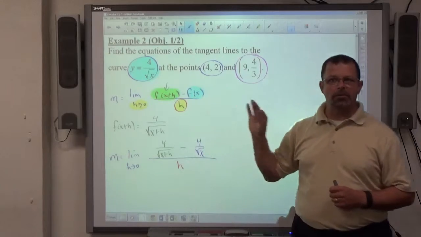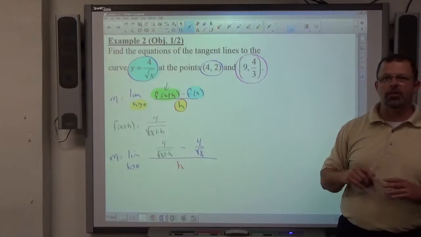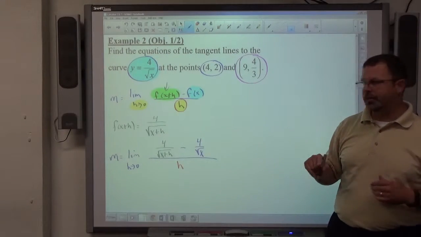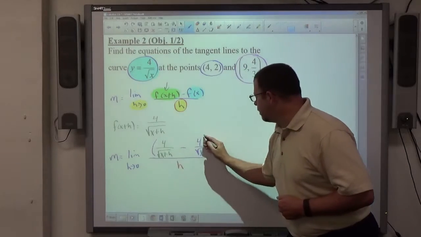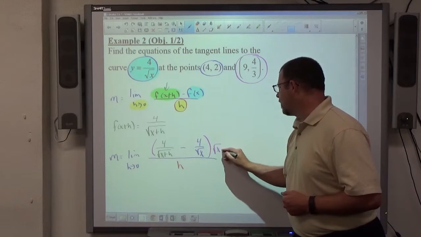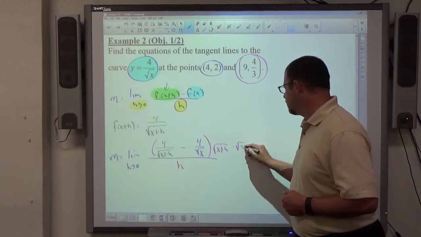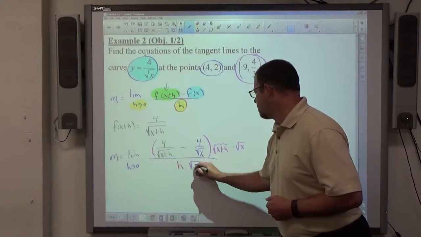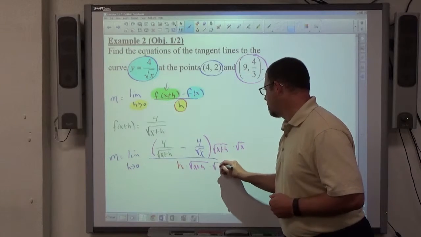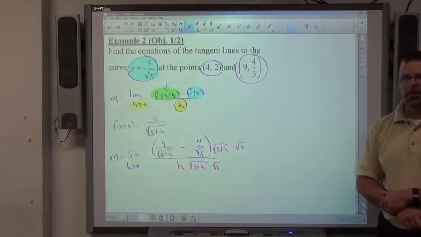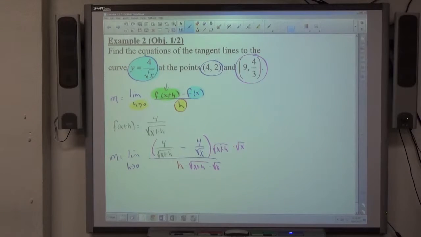This one has the radical feature in it too, which we might have to fix also. But let's fix the rational issue first. If I multiply both the top and the bottom by the square root of x plus h times the square root of x, that's going to get rid of the fractions. It may or may not fix the entire issue, but at least it'll get rid of the fractions.